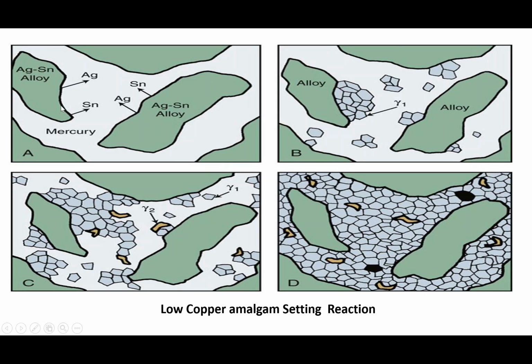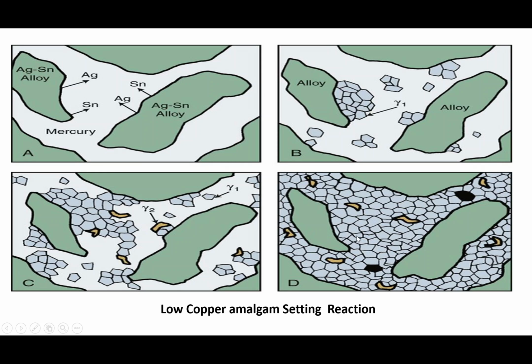When they are triturated, silver tin from the original alloy particle dissolves in mercury, and mercury diffuses into the alloy particle and starts to react with the silver tin. Because the solubility of silver is much lower than that of tin, silver mercury precipitates first as gamma 1. Gamma 1 is the second strongest phase and has intermediate corrosion resistance. Then tin mercury precipitates later as gamma 2, the weakest phase, prone to corrosion.